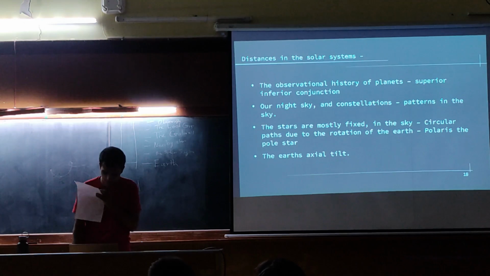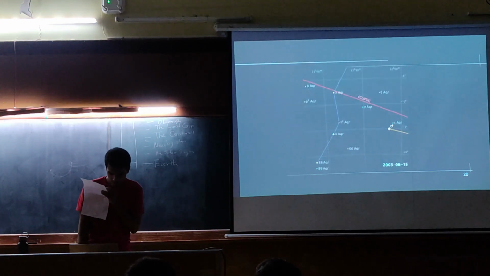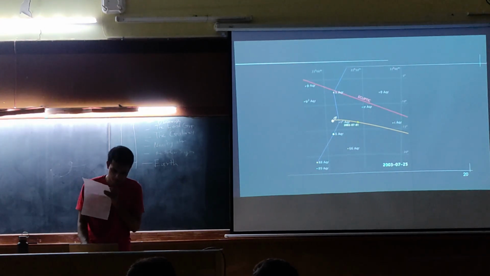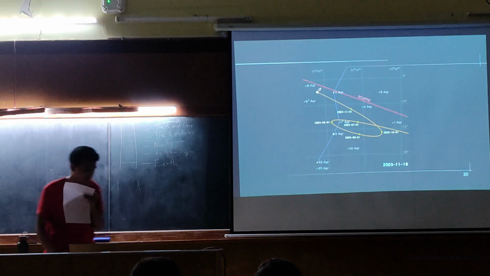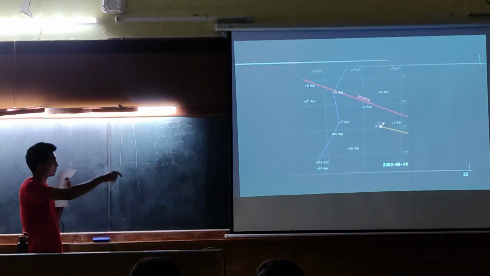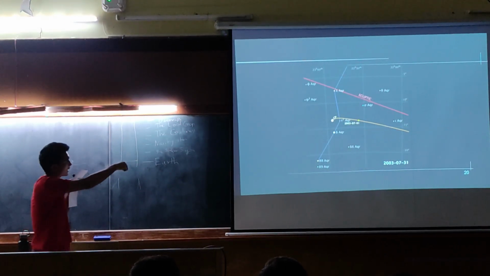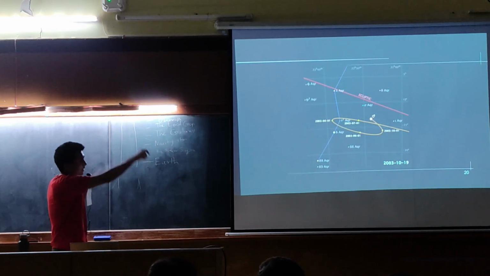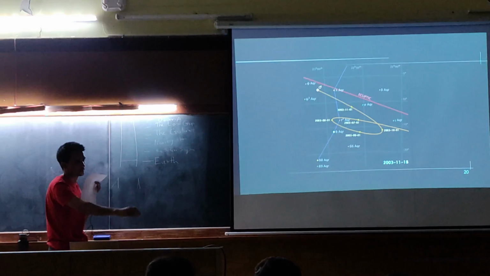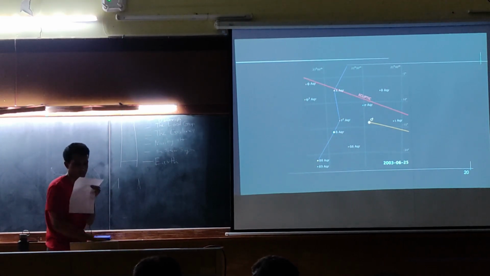So just to show you, this is the path of the object over a few months of 2003. You can see the path this object makes, and these are background stars, and these are just the names of the stars. That line called the ecliptic is basically the orbit of the Earth's revolution.